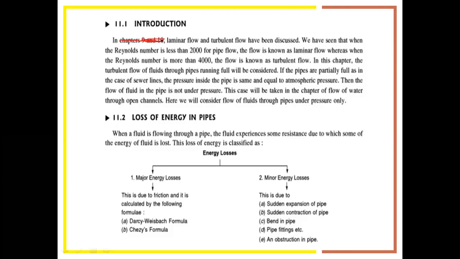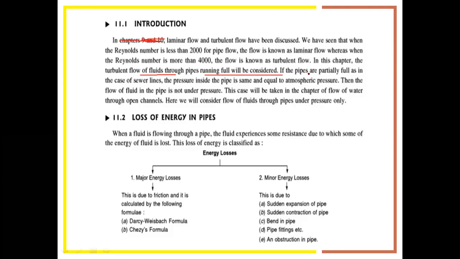We have some information regarding this. Laminar flow and turbulent flow have been thoroughly discussed. We have seen that when the Reynolds number is less than 2000, we call the pipe flow laminar flow. When the Reynolds number is more than 4000, we call it turbulent flow. Right? Here we discuss the flow of fluids through pipes running full.